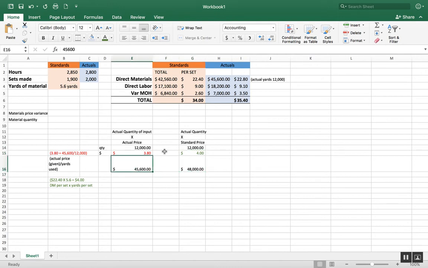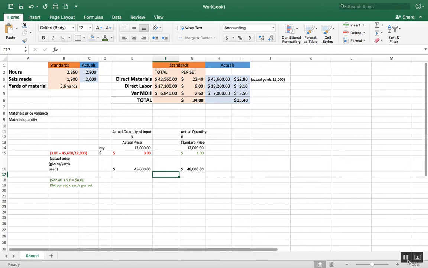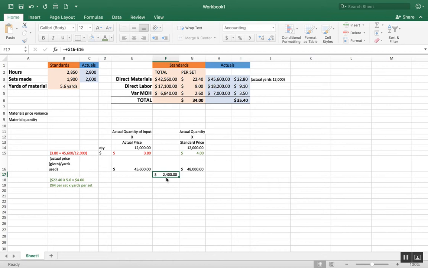So guess what? This is the total amount that I actually paid, and this is what I should have paid had I used the standard. So for the material price difference, remember we're not talking about quantity because the quantity stayed consistent. The price variance is just the difference between these two, and you can see that the calculation comes to $2,400. Now, since the actual is less than the standard, remember A comes before S in the alphabet, so if the A is less than the S, then it's favorable. In other words, I paid less than I should have paid. So now let's go on to the next part.